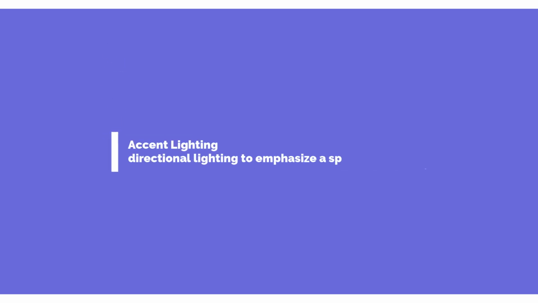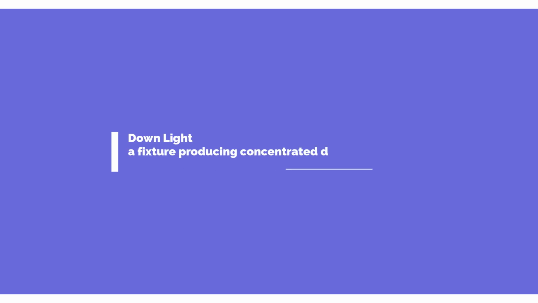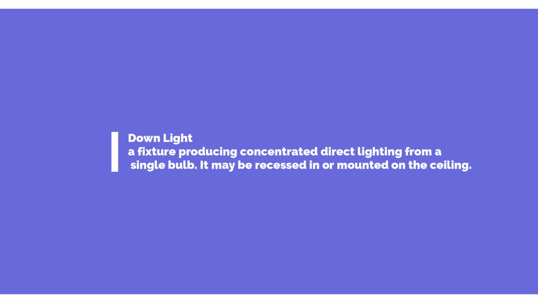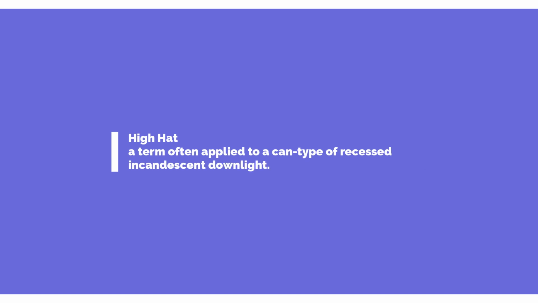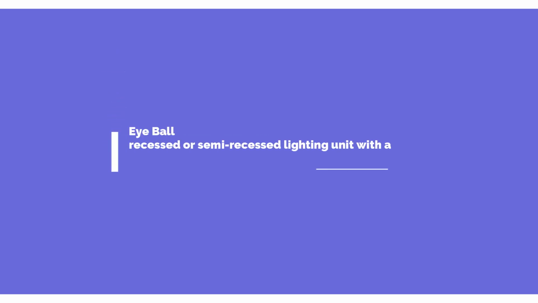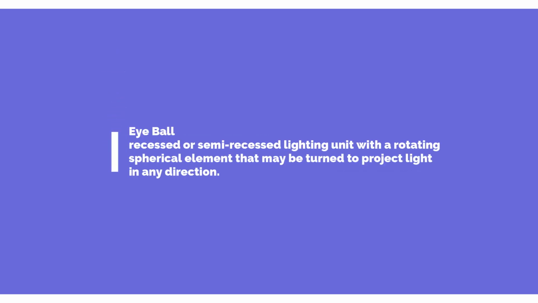Accent lighting: directional lighting to emphasize a space or an object. Downlight: a fixture producing concentrated direct lighting from a single bulb. It may be recessed in or mounted on the ceiling. High hat: a term often applied to a can type of recessed incandescent downlight. Eyeball: recessed or semi-recessed lighting unit with a rotating spherical element that may be turned to project light in any direction.